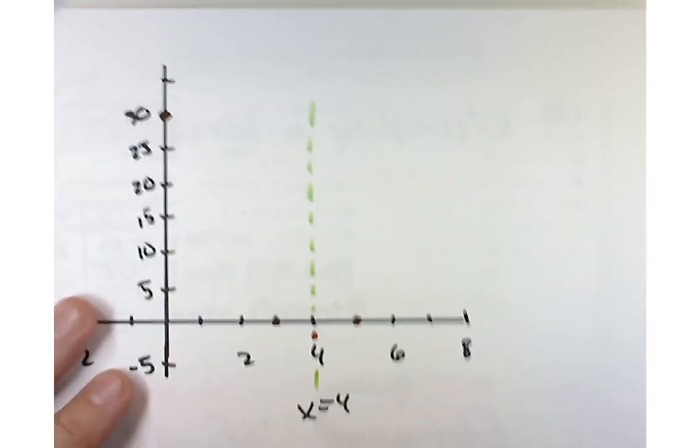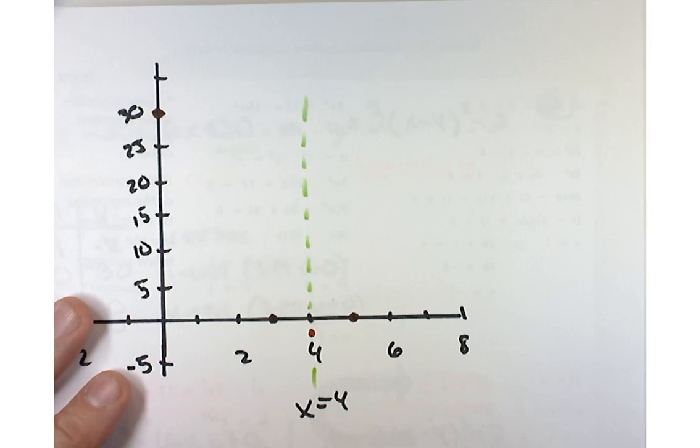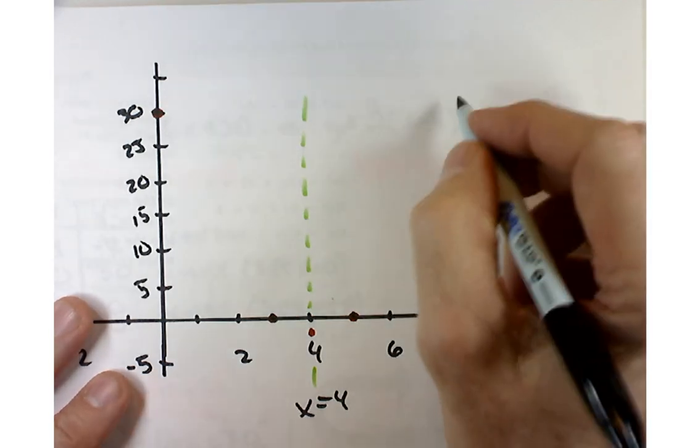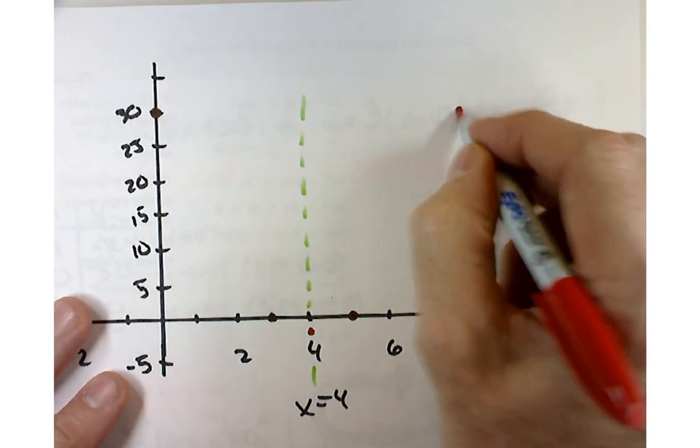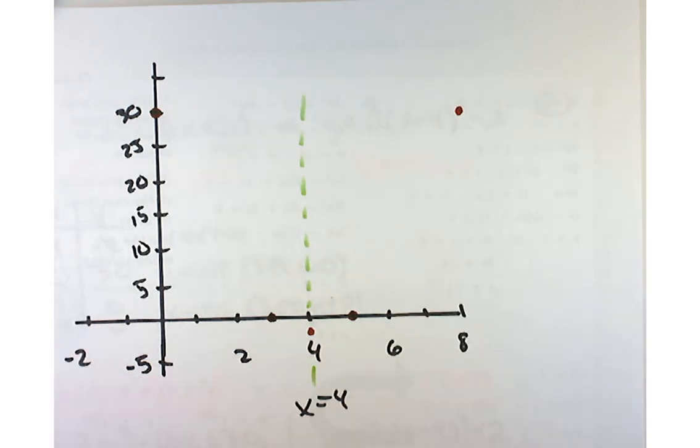Can anyone tell me where the symmetric point would be at? Maybe 8 and 30? Yeah, 8 and 30. Beautiful. I like seeing these symmetric points. They help you draw things, and you know, sometimes they're going to give you an extra credit point.